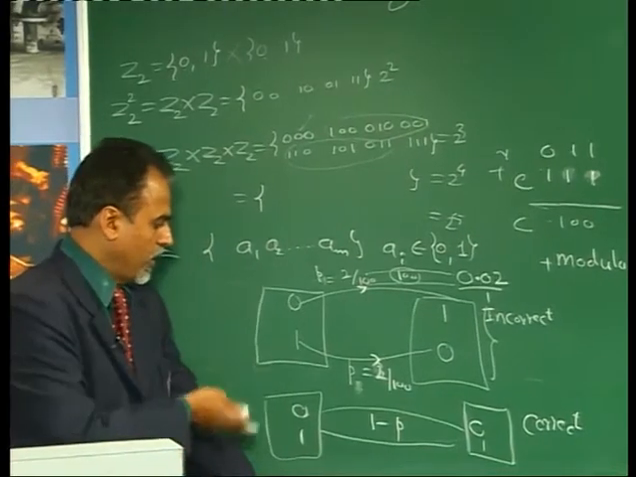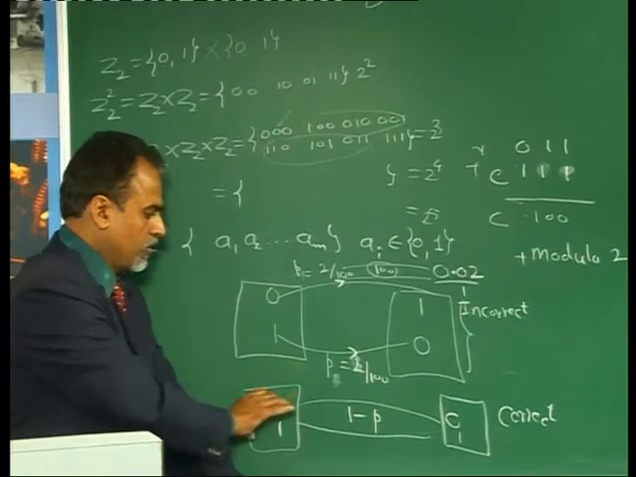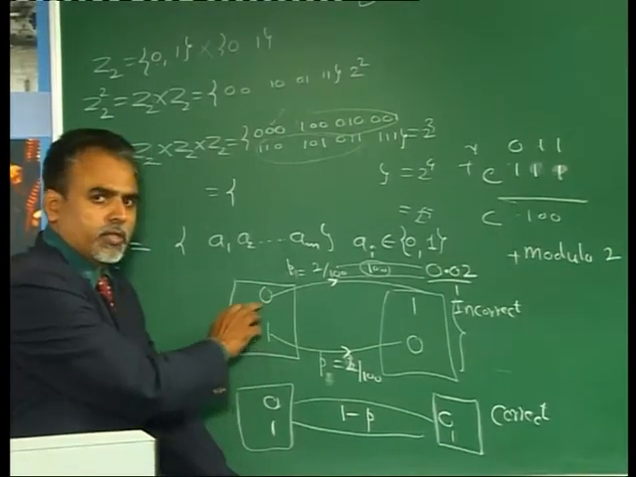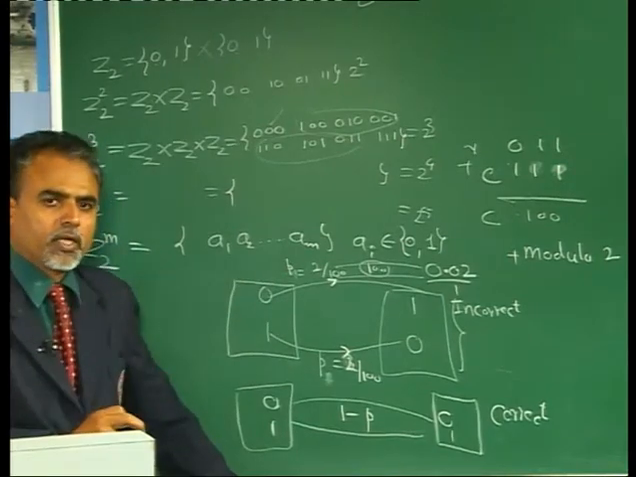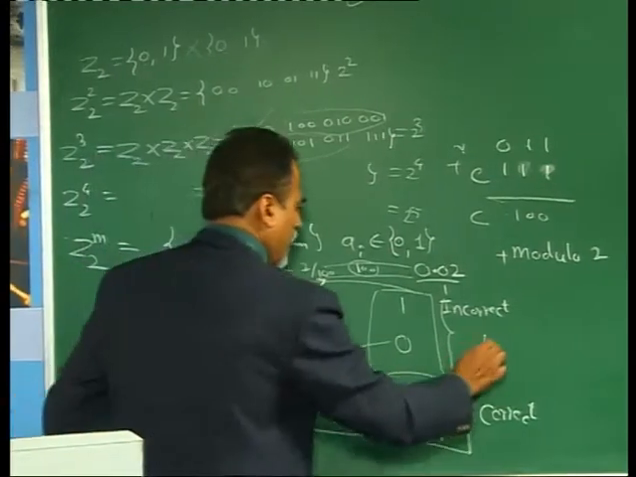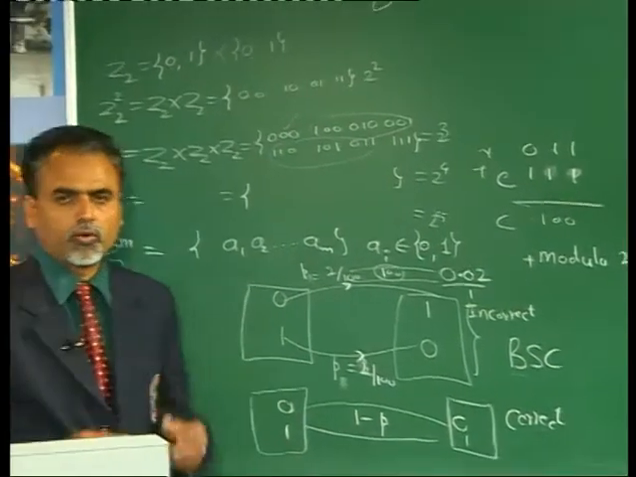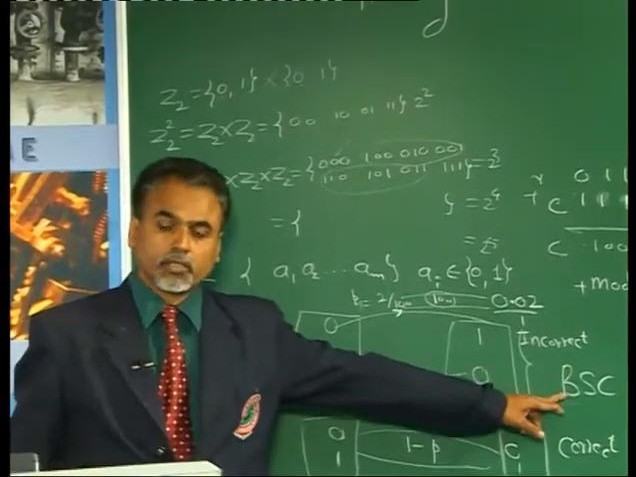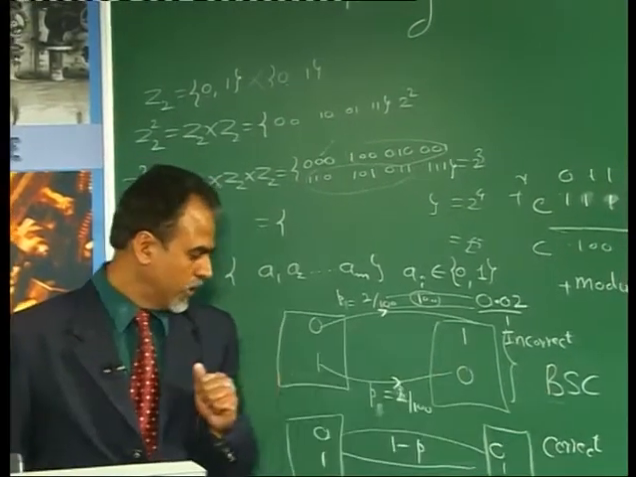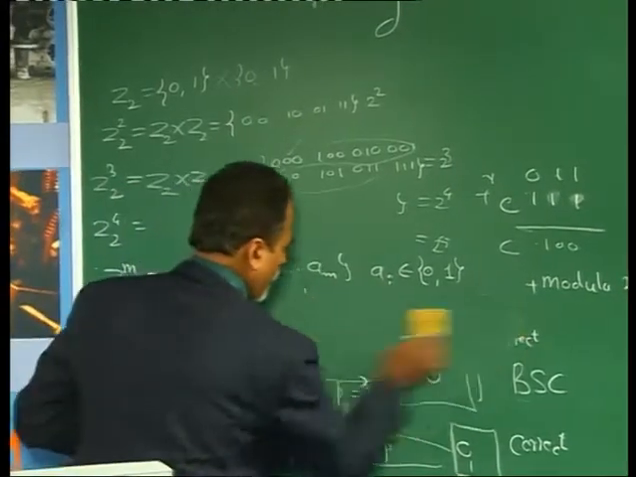Using this knowledge, this is a symmetric channel, symmetric because this is also P, this is also P. And since we use only two digits, 0 and 1, binary, we call it a binary symmetric channel. Throughout our discussion from now onwards, we use the binary symmetric channel. Once we have seen this, then definitely we can find some important probabilities.